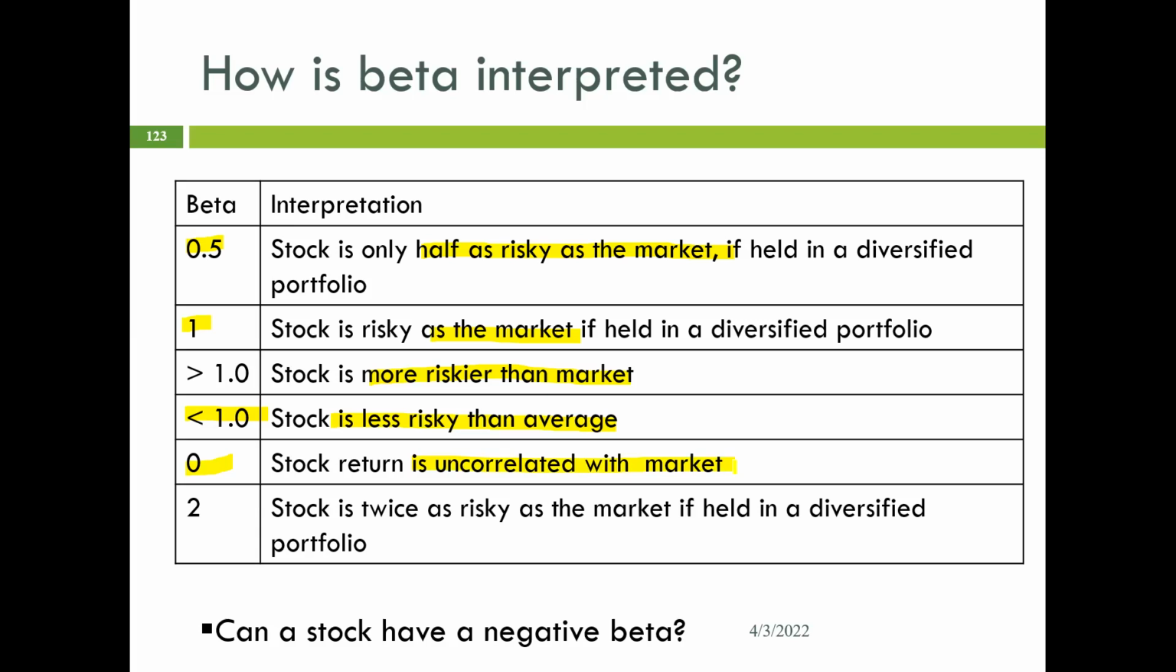If it is 2, it is twice as risky as the market. When the market return goes up by 10%, the return of this stock goes up by double that.